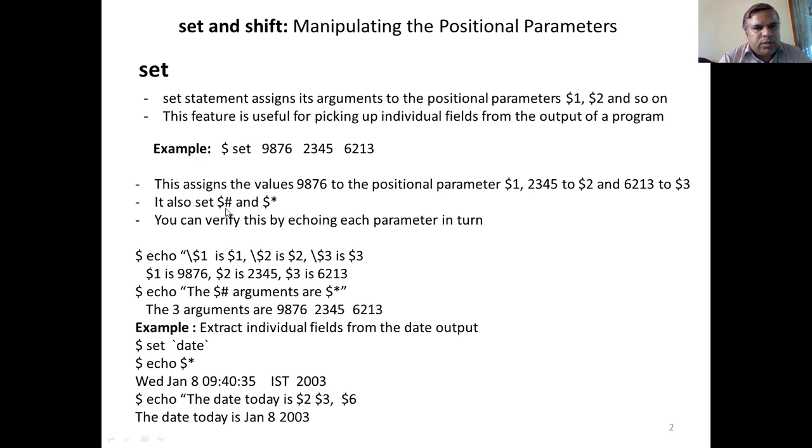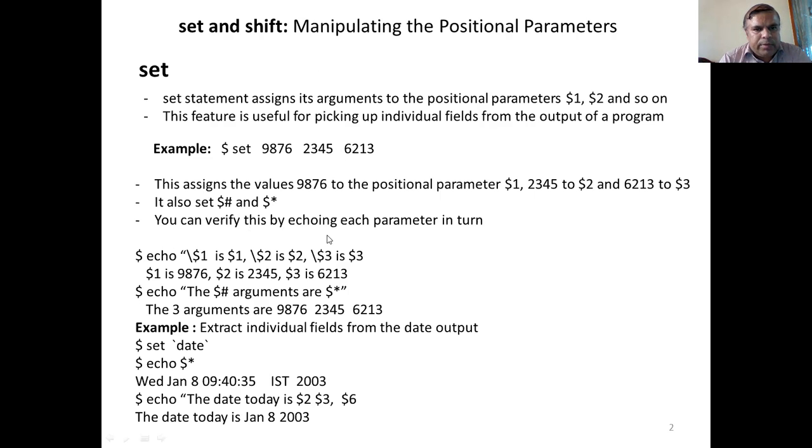So $# is a shell special variable that holds the number of arguments specified. Here in the example, the number of arguments is 3. So $# contains the value 3. And $* is also a shell special variable that holds or stores all the command line arguments specified as a single string. So $* holds the values 9876 2345 6213 as a single string.